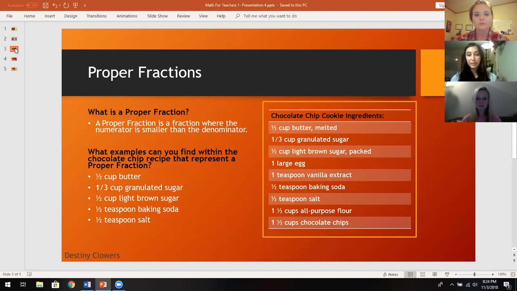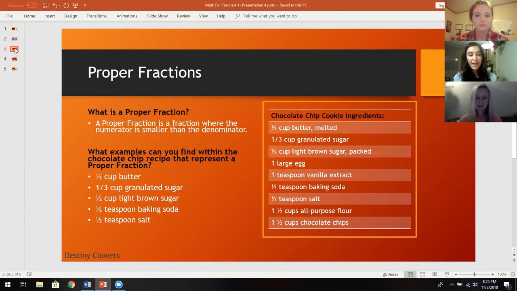So we're going to begin with proper fractions. This is the first type of fraction that we notice within the recipe. Now you're probably wondering why these fractions are called proper. So let's just ask ourselves, what is a proper fraction? A proper fraction is a fraction where the numerator is smaller than the denominator. These fractions consist of a numerator and a denominator, just like any other fractions do. But the principle for these fractions is that the numerator has to be smaller than the denominator.